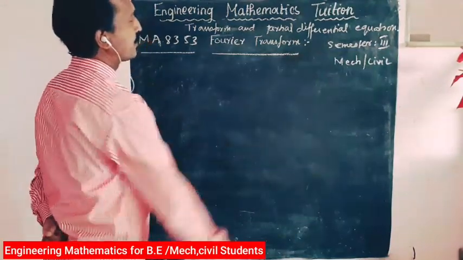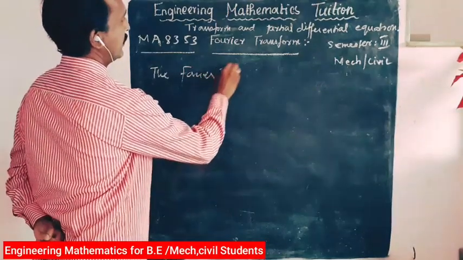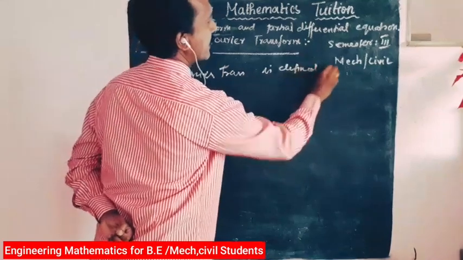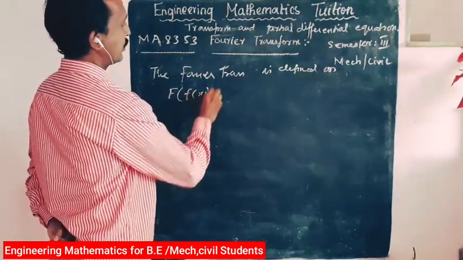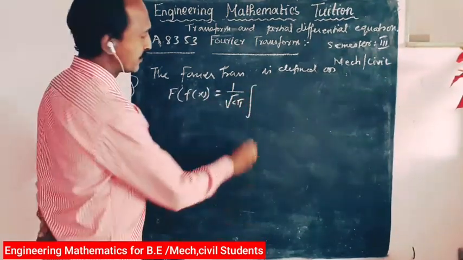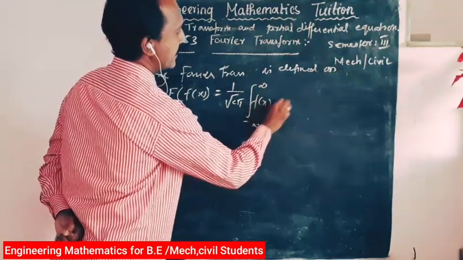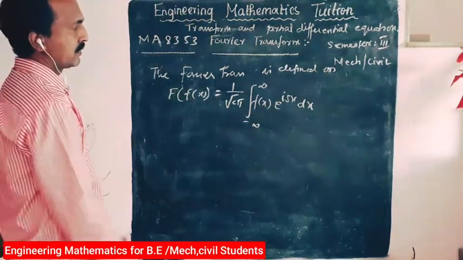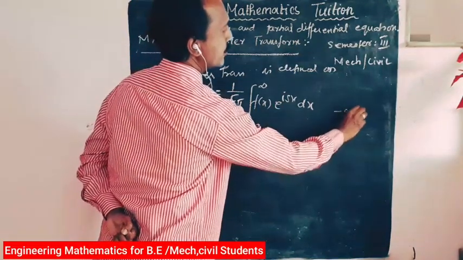Fourier transform. The Fourier transform is defined as F of s is equal to 1 by root of 2 pi integral of minus infinity to plus infinity f of x into e power isx dx. The range of this Fourier transform is minus infinity to plus infinity.